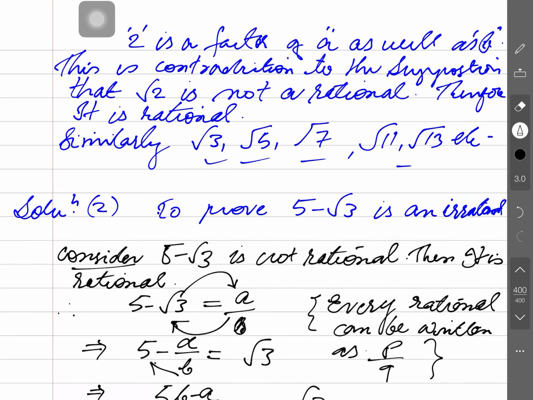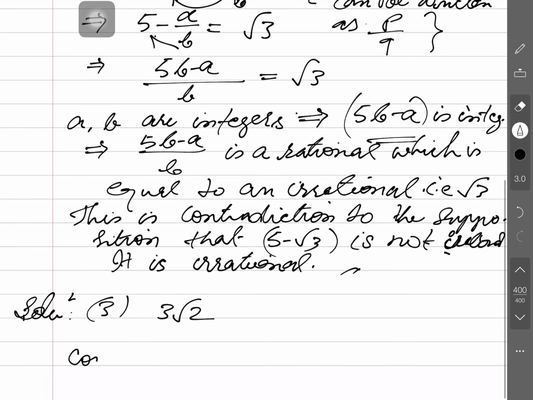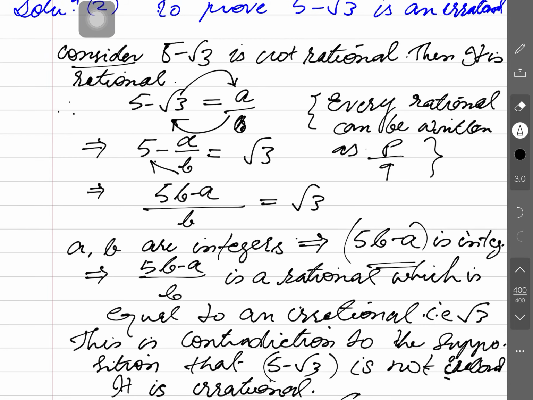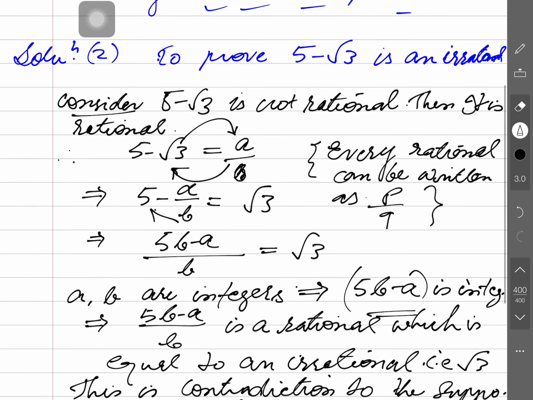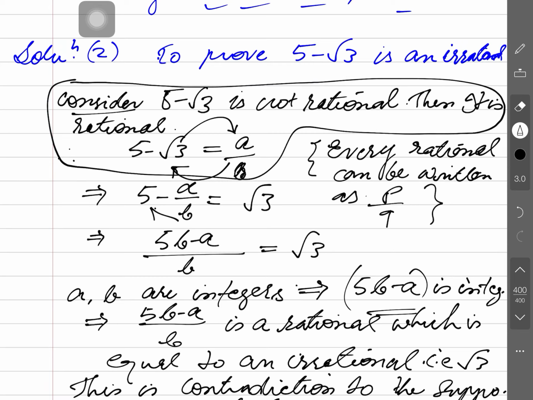Consider 5 minus root 3 is not irrational. Similarly, you will write consider, what is the number here? 3 root 2, okay, is not irrational. Again the same, is not irrational. If it is not irrational, then what? I am just making a copy paste of the same statement here, okay. You will understand this. Is that clear, guys?